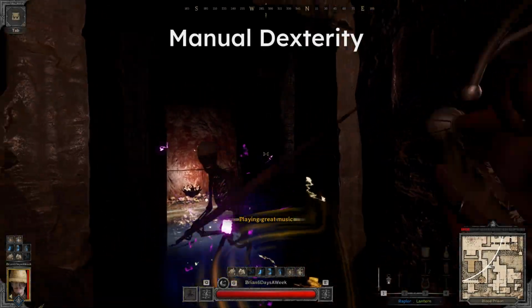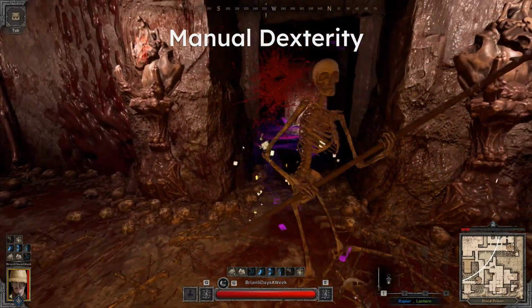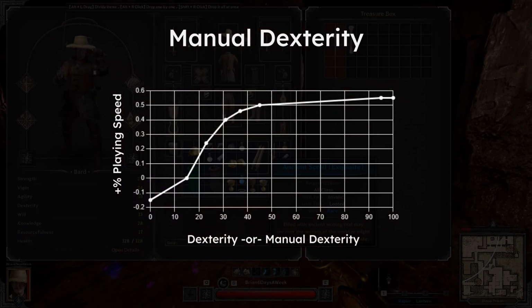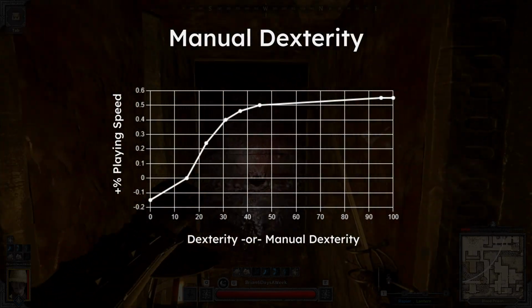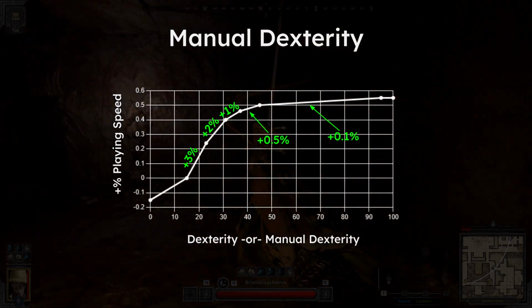The last sub-attribute that we will go over is manual dexterity, which affects how quickly you play your music. It derives directly from dexterity at a 1-to-1 ratio and increases your song playing speed with diminishing returns as you climb the dexterity curve. Pretty self-explanatory there.